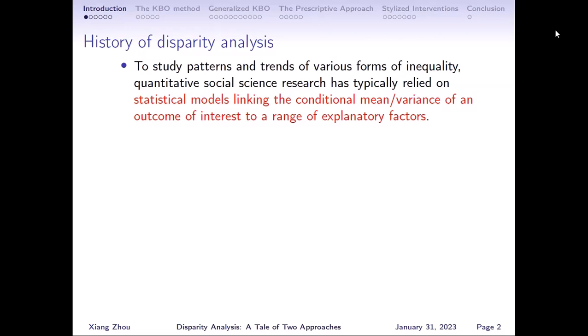We all know that social and economic inequalities are a perennial topic of social science research. And to analyze patterns and trends of different forms of inequality, quantitative research has typically relied on statistical models, especially parametric models, that link the conditional mean or the conditional variance of some outcome of interest, like income, wealth.